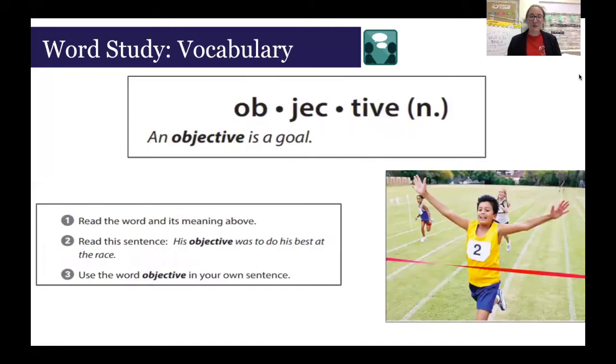Our next vocabulary word is broken up into 3 syllables. So again, show me your 3 fingers. And let's sound it out. Objective. Wonderful. An objective is a noun.